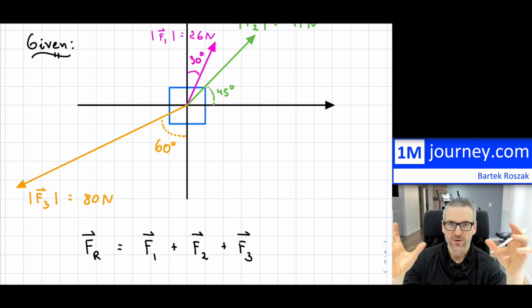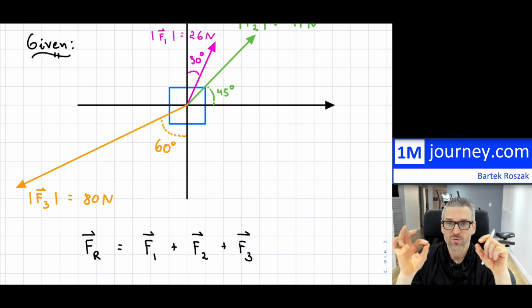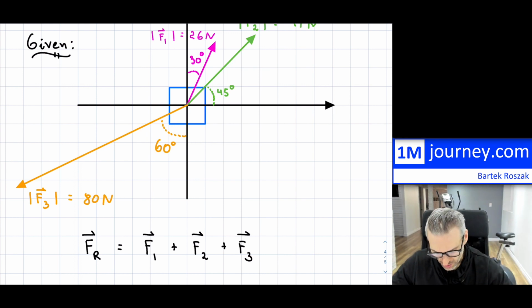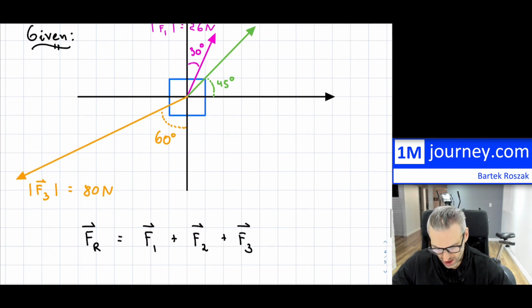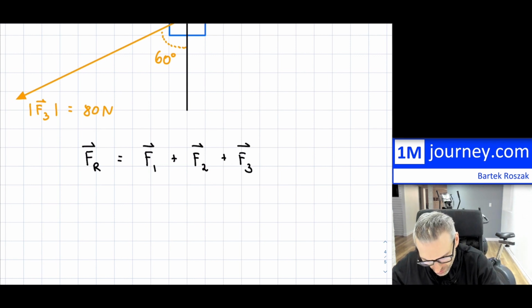That's great if you can proportionally scale and utilize your angles, but you're going to be guessing a bit, so you can find an estimate of the result, which might be okay for you. But what if you want to find exactly what it is? So what we're going to do is take these three vectors, or forces, and break them down into both the x and the y. I'm going to do them one by one.